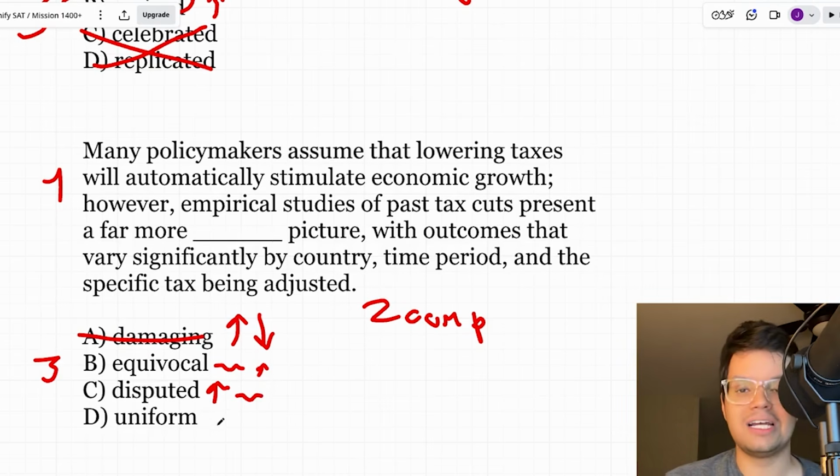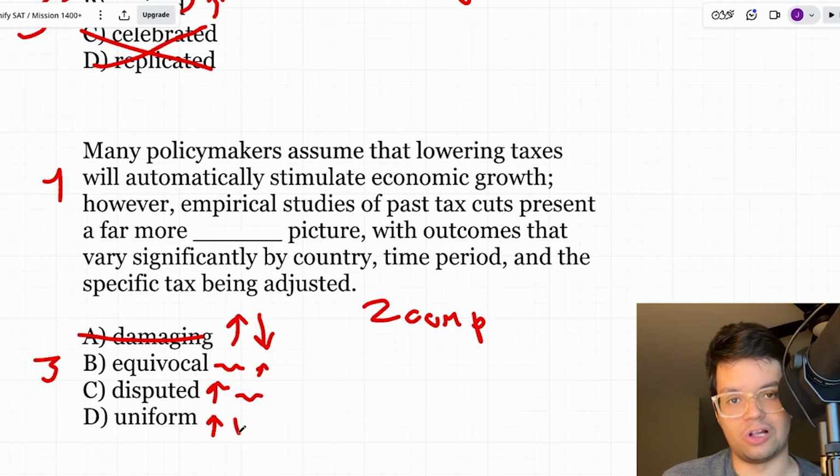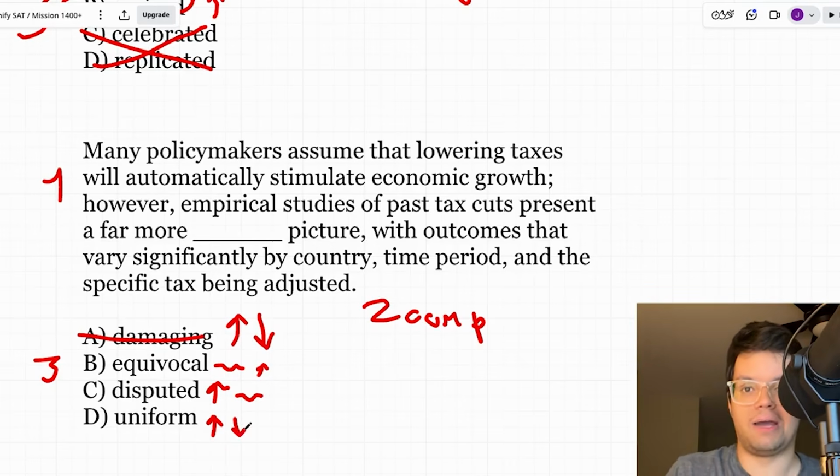Then finally, uniform, definitely confident about that one as well. But uniform is definitely not it, very low likelihood, because uniform means pretty much the exact opposite. It would mean that everything is the exact same, depending on where we are.